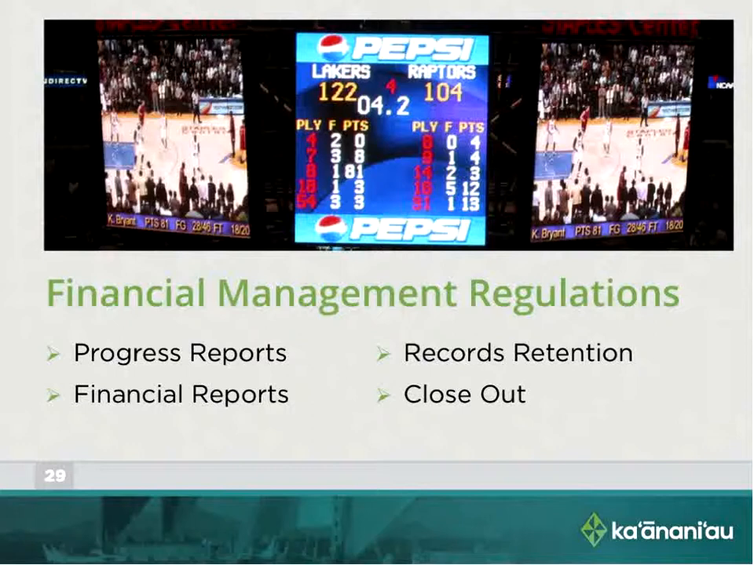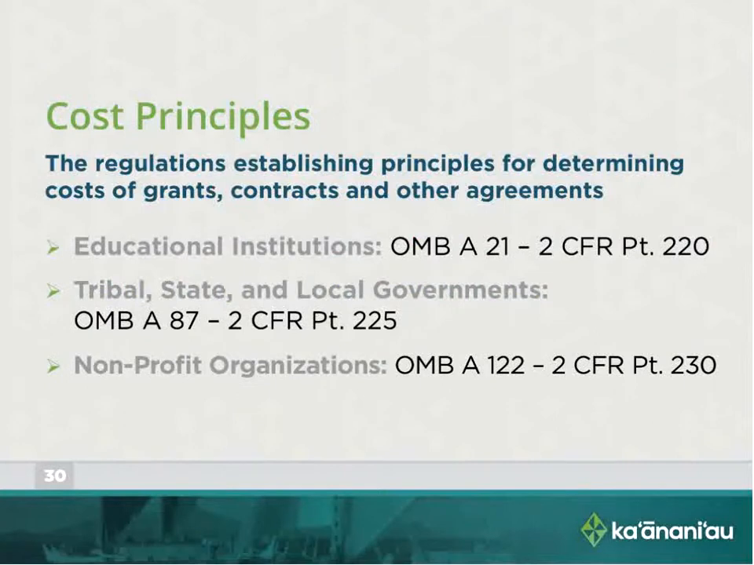That's rule book number 1. That's the financial management regulations. Next, we're going to go into rule book number 2, and that's called the cost principles. This tells you what you can spend the money on and where you'll find it.